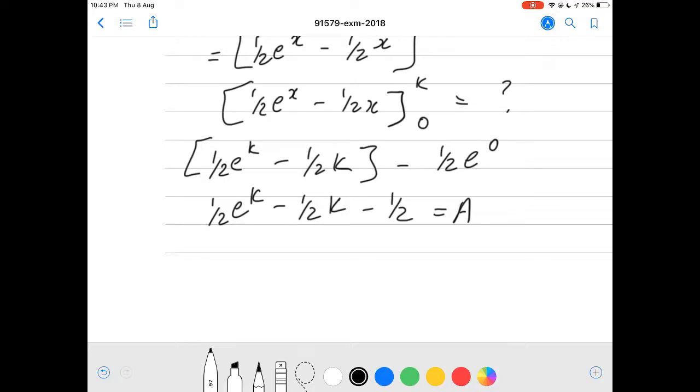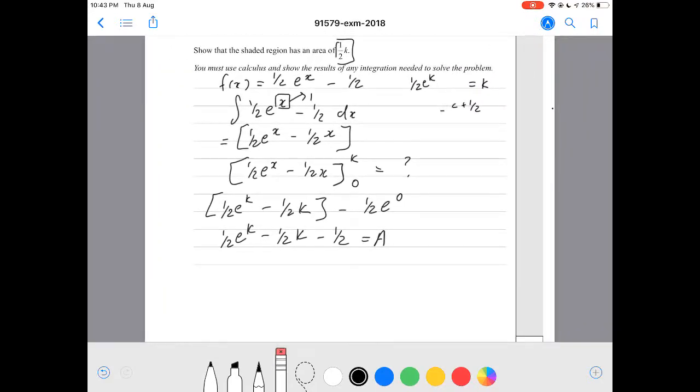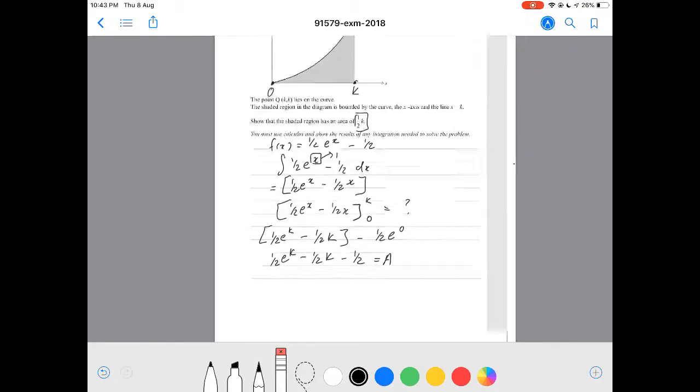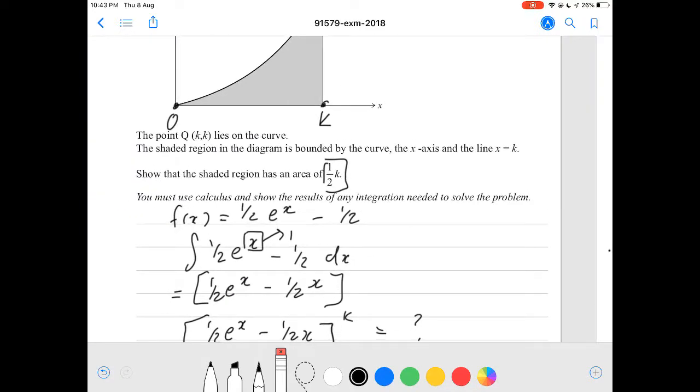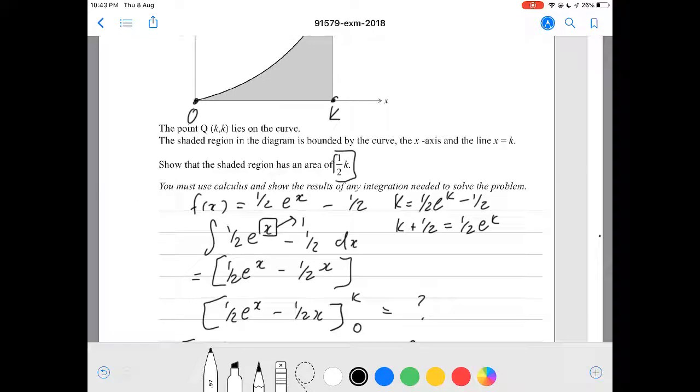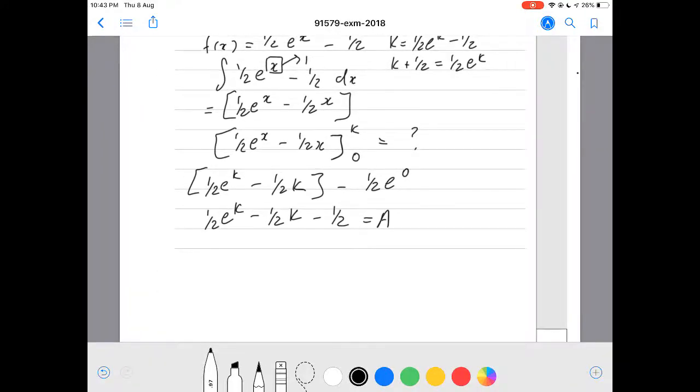Okay, so right now it seems to be a little bit hard to solve. But one thing we do know is that when x equals k, our y value is also k. So therefore, we're going to substitute k and k into our equation. So k equals 1/2 of e to the power of k minus 1/2. If we move the 1/2 to the other side, k plus 1/2 equals 1/2 e to the power of k. So we can replace 1/2 e to the power of k with k plus 1/2.